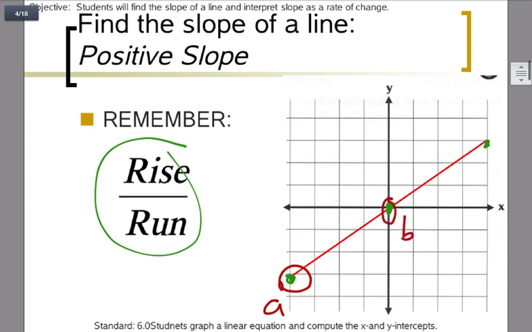We don't actually need the third one. So I'm going to count from point A to point B, and I'm not counting this way. That wouldn't make sense. What I'm counting is how far up it goes. This way, 1, 2, 3.